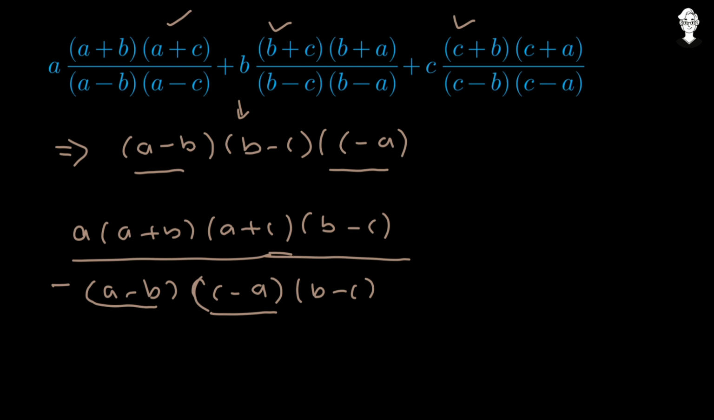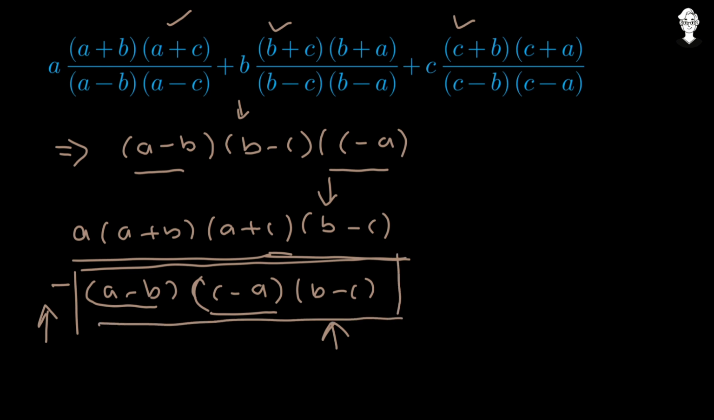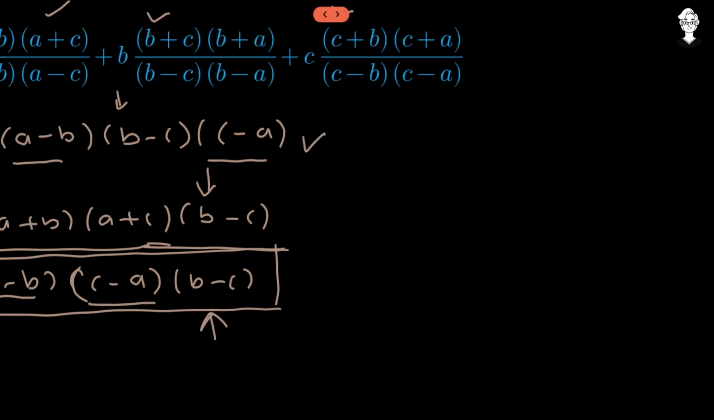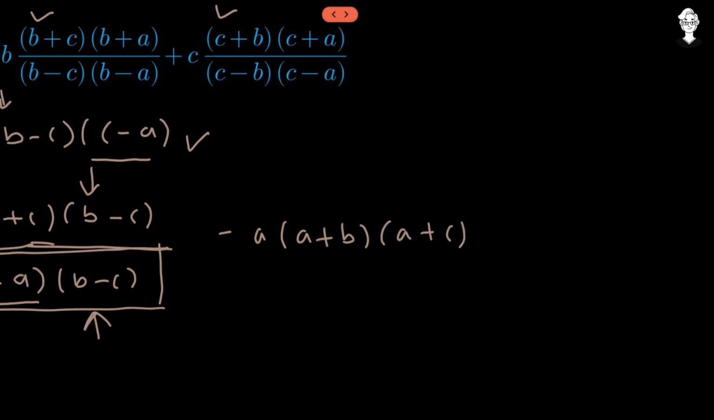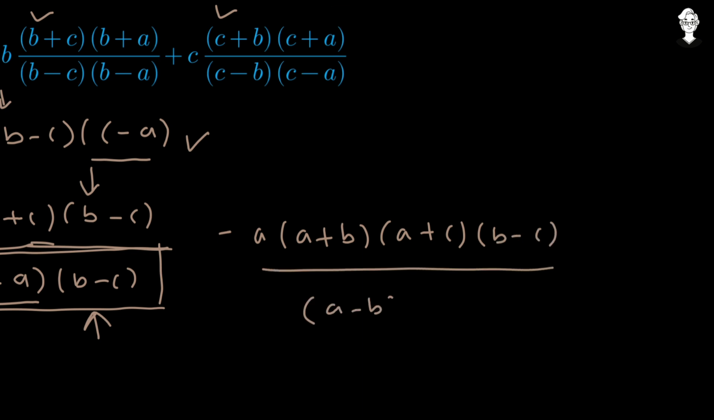Okay. So the modification of this negative sign, multiplying and dividing by b minus c, made my denominator of the first term exactly like this. So our first term has now become negative a multiplied with (a plus b) multiplied with (a plus c) multiplied with (b minus c) and divided by (a minus b), (b minus c), (c minus a).